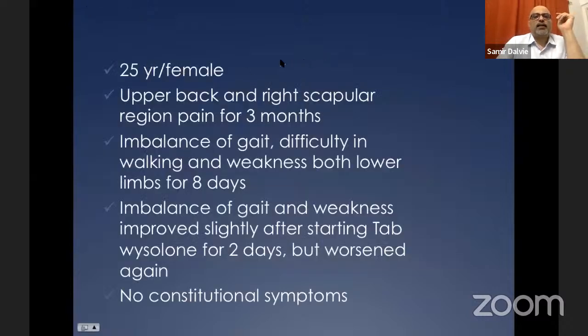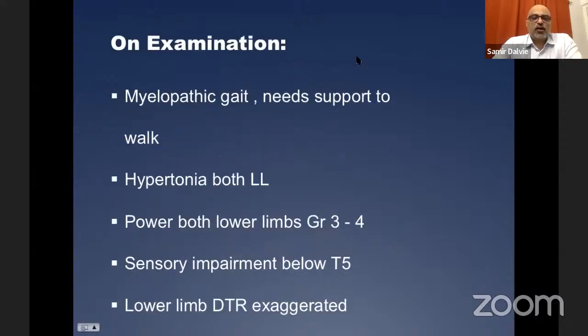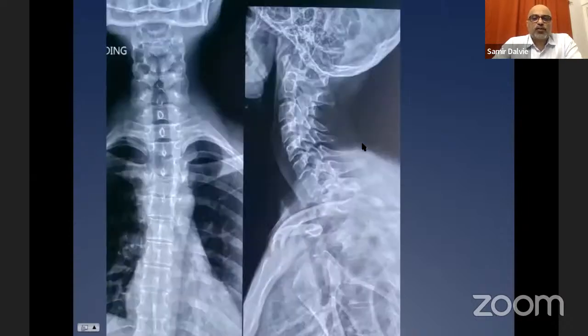Let's look at this other patient. She's a 25-year-old female with upper back and right scapular region pain for 3 months, imbalance of gait, difficulty in walking, and weakness of both lower limbs for 8 days. And she took Visalon, so it slightly improved, but still she was weak in the legs. On examination, she had myelopathic gait. That means she needs support to walk. She had hypertonia in both the legs, and the power was 3 to 4 with a sensory level and exaggerated reflexes. So this is the X-ray.